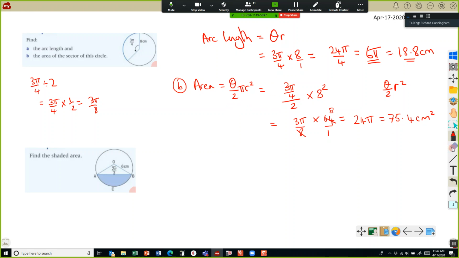Let me just change that. Sorry, I don't know why I've done that. The formula is theta over 2 times r squared, okay? Make sense?